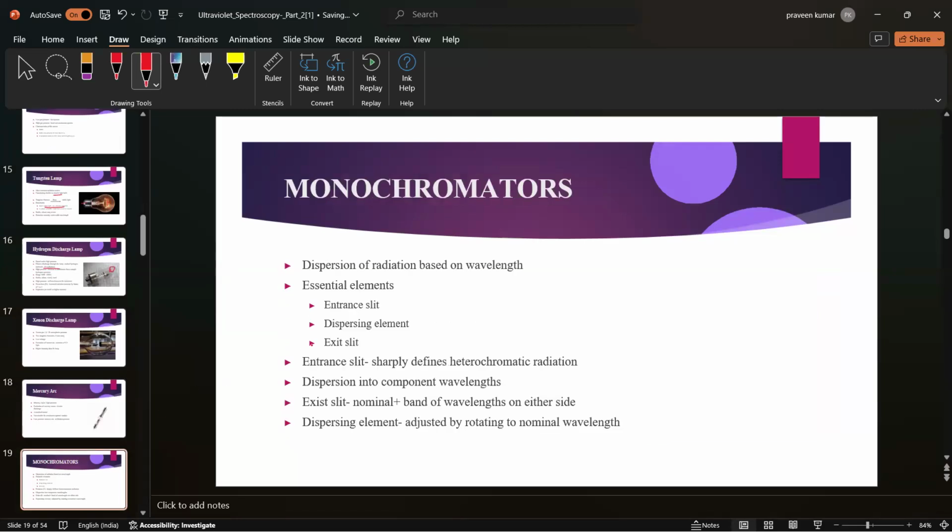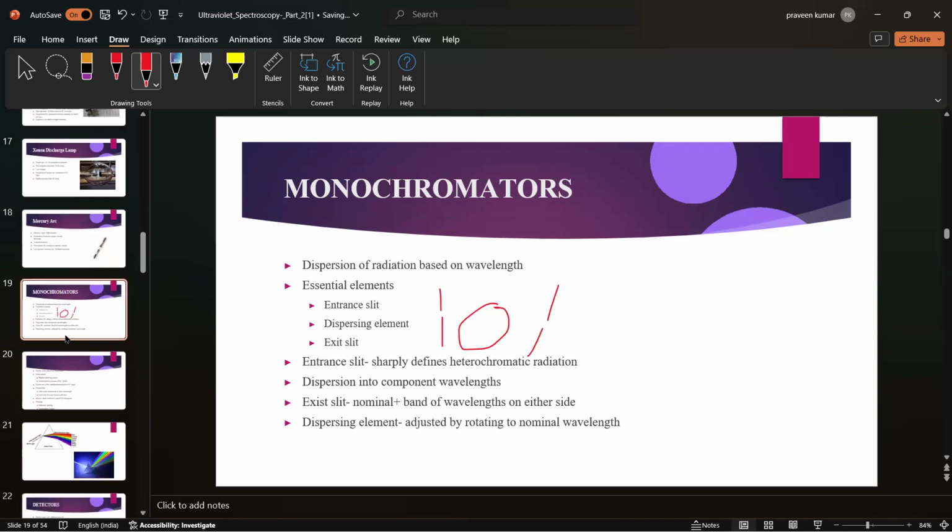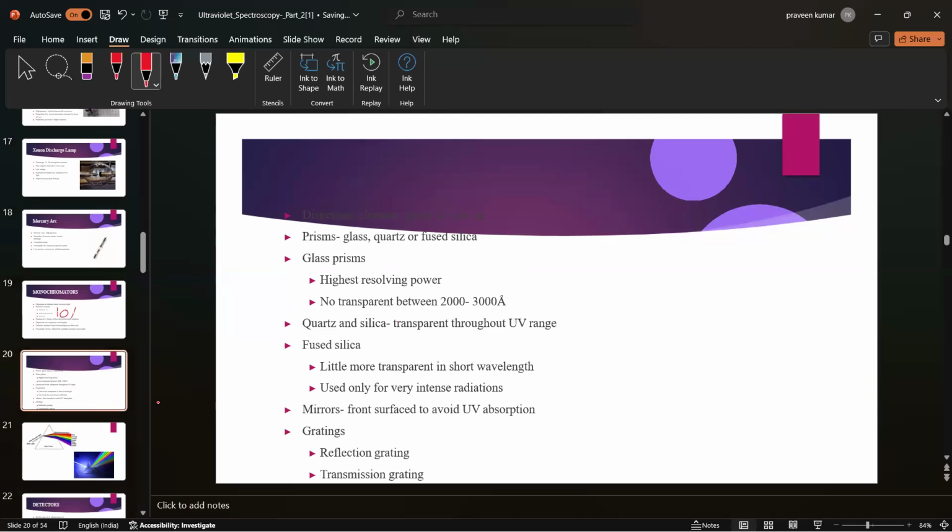And these are the monochromators. Monochromators basically have three components: the entrance slit, the exit slit, and the dispersing element. The entrance slit is where the radiation enters, then the dispersing element, and the exit slit. Gratings have been used. There are two types of gratings, reflection grating and transmission grating. Prisms can be made up of glass or quartz, which is known as fused silica.